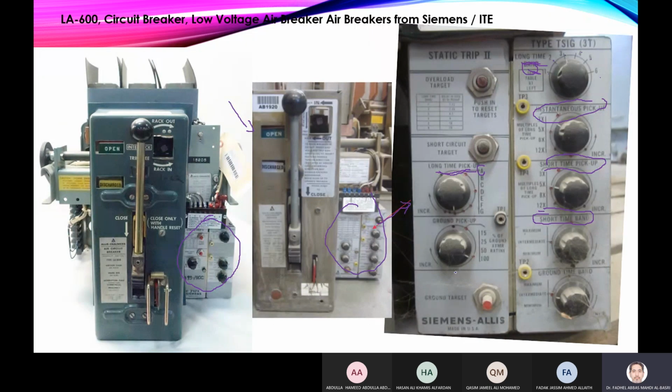For the ground, I have the pickup setting for the ground. We have 15%, 20%, 50%, 100% of those pickup settings, and the time setting is here. Three bands: minimum, intermediate, and maximum. So this is the breaker itself. Now, how do you choose this timing?